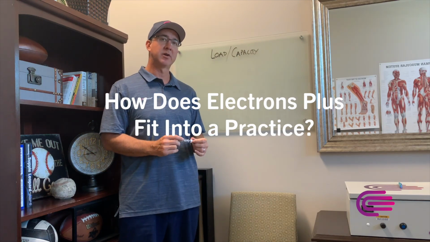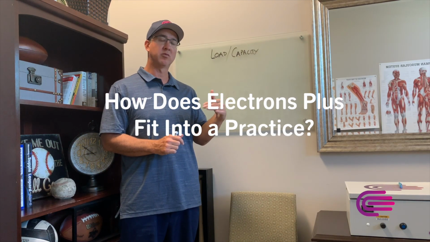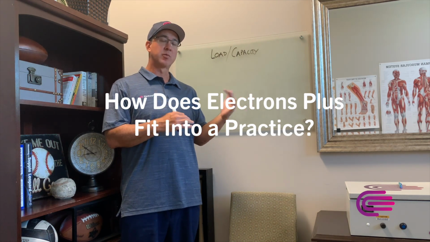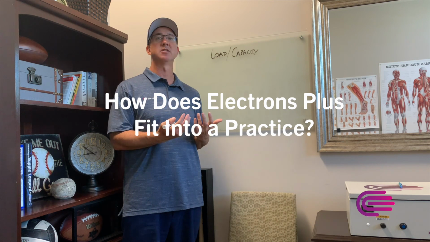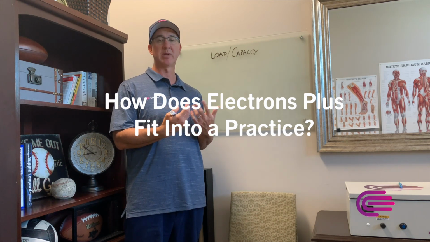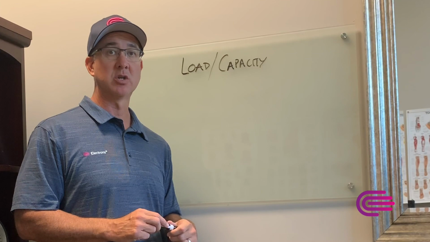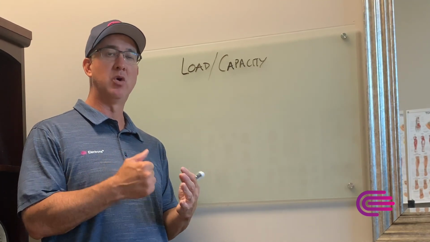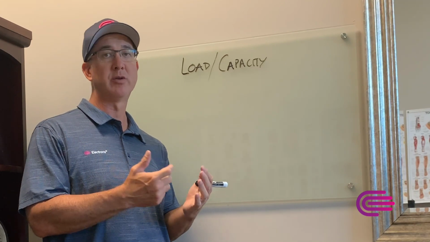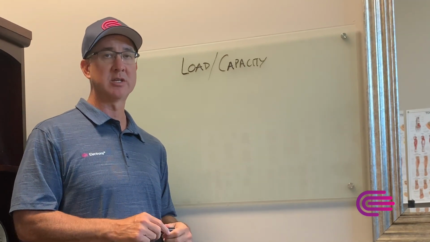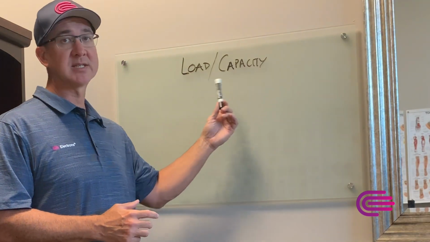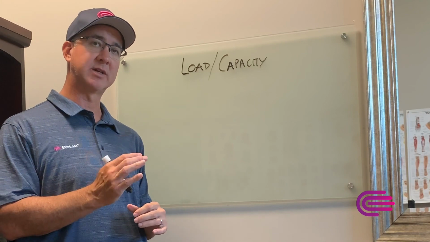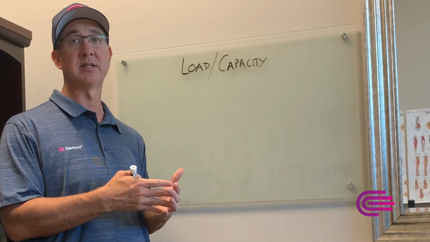I wanted to cover today what the report of findings are. In chiropractic medicine, the report of findings is what you present to the patient: your findings and what the plan of treatment is. Through the years, I didn't really like explaining the whole bone on nerve model that chiropractic uses. So I used the load capacity model, and this will help to explain how Electrons Plus actually fits into a practice.